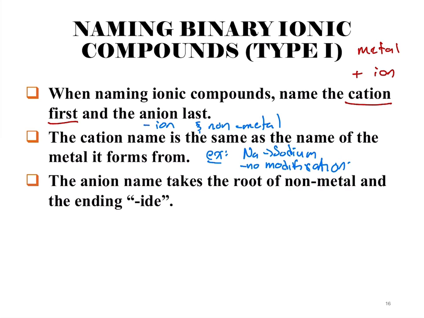However, for the anion, the name takes the root of the nonmetal, or the anion element, and we replace the ending with "ide," right? So if we think about a couple anions, let's think about nitrogen. We can think of chlorine, right? These are the original atoms' names. We're going to convert them into the anion form, right? So nitrogen is neutral here, chlorine is neutral here, and we'll do oxygen as well.